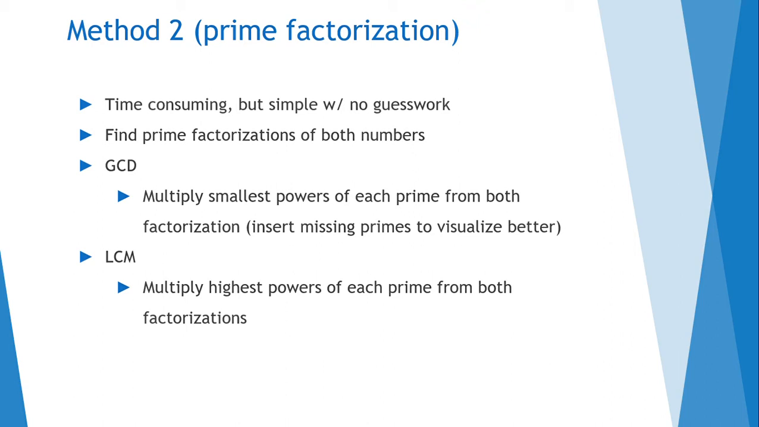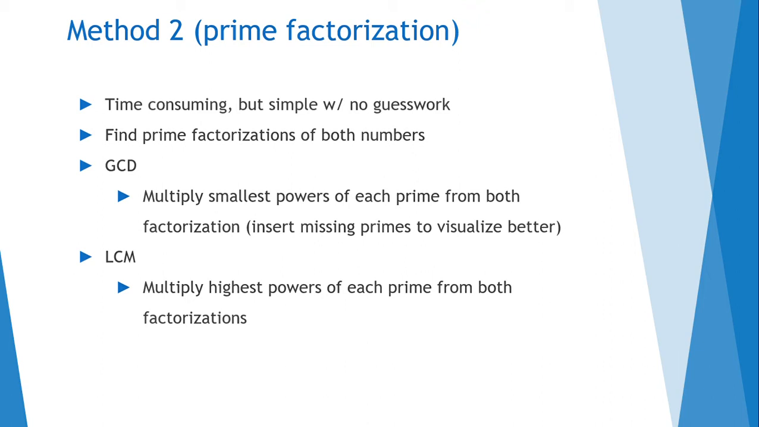So don't worry if you're not in the headspace to do a factor tree. Again, we're going to do the GCD and LCM of 9 and 15. For GCD, we'd want to multiply the smallest powers of each prime from both factorizations. And for LCM, we'd want to multiply the highest powers of each prime from both factorizations. If this doesn't make sense, don't worry, I'm going to explain it. When we work it out, it'll make a lot more sense.